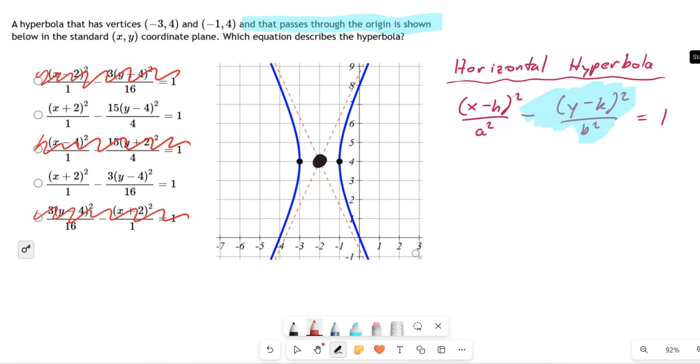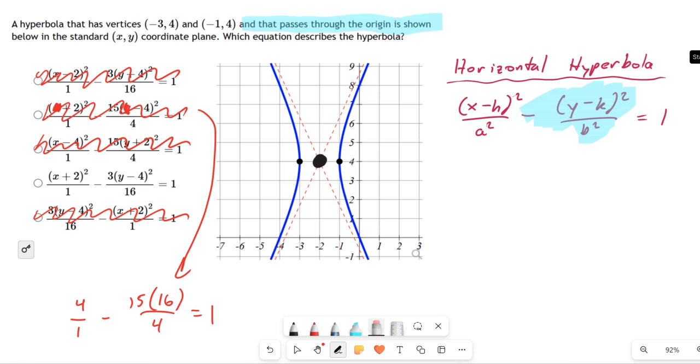Okay, let's try that for the first one. I'm going to say x equals 0 and y equals 0. Is that equation true now? Well, I don't have room to write up there, but let's write it down here. Is 4 divided by 1 minus 15 times 16 divided by 4 equal to 1? Nope, not going to be that one. So that's not true.